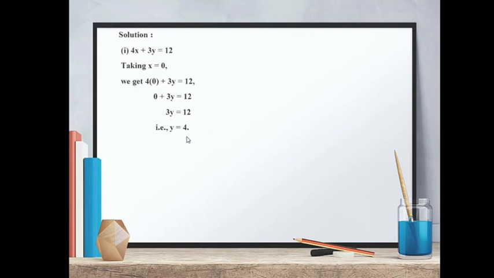This is how we have to find the solution of a linear equation. So (0, 4) is a solution of the given equation. Here the solution we have to write in the form of a pair, and the pair will be (x, y). We got x as 0, that's why we have written 0, and we got y as 4, that's why we have written 4. Then the solution is (0, 4).